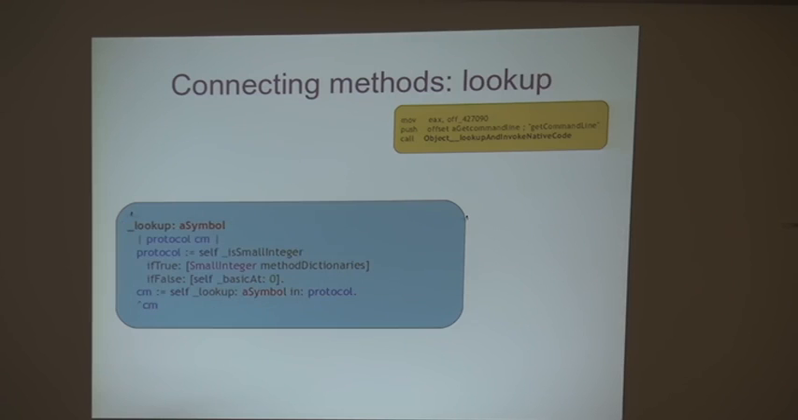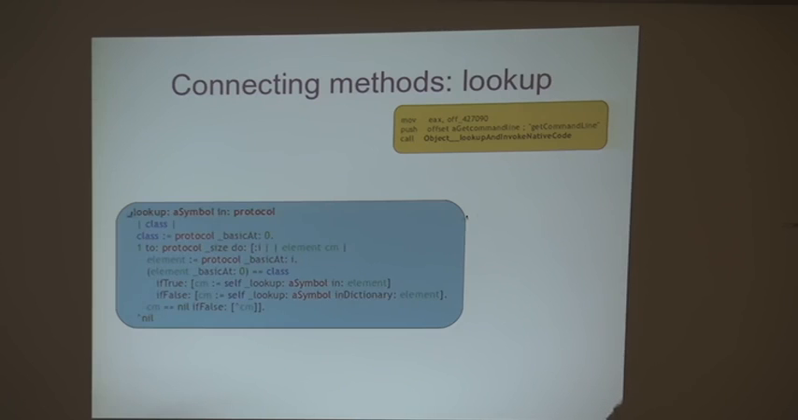Here is the lookup, which only takes a method dictionary, and you have an optimization for small integers because a literal is just a tag, not an address, so you have to take the small integer method dictionary. But once you have the protocol, you do a lookup in the protocol. This is to implement linear lookup. We can implement something better, but this is working, and probably we are going to change it as soon as we can.